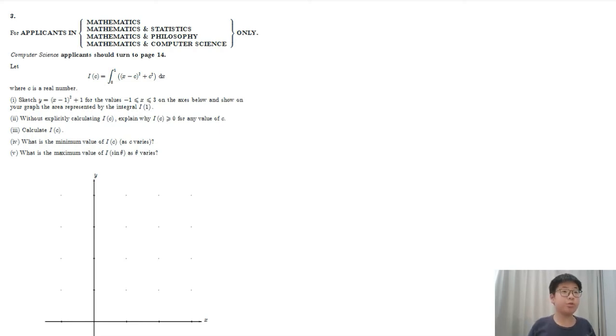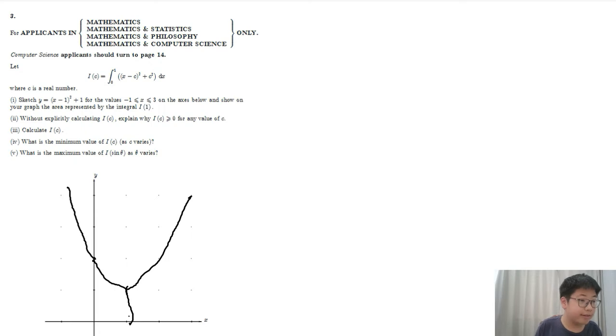This is another W question, 2 of 2007. So we now have an integration here. Sketch y equals (x minus 1) squared plus 1. So (x minus 1) squared is basically just the x squared curve shifted by 1, plus 1, and we draw it this way. Without explicitly calculating I1, let's just draw it.